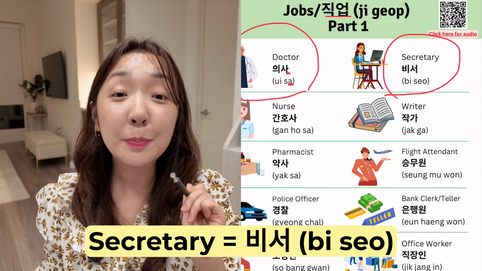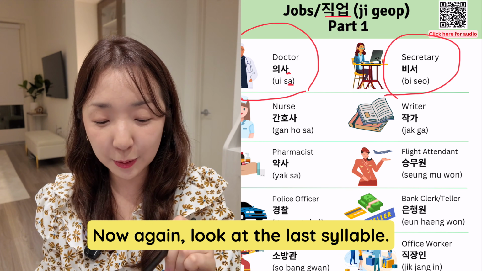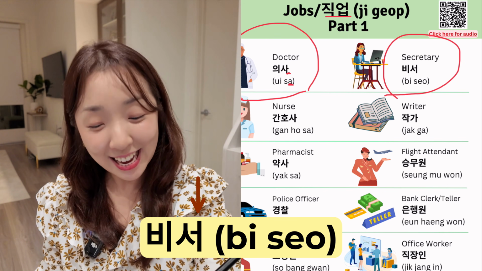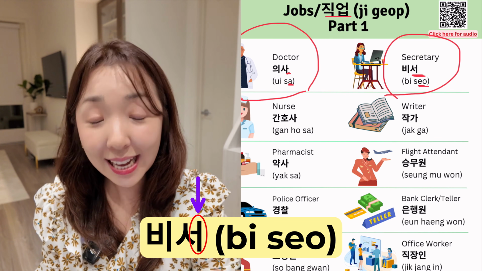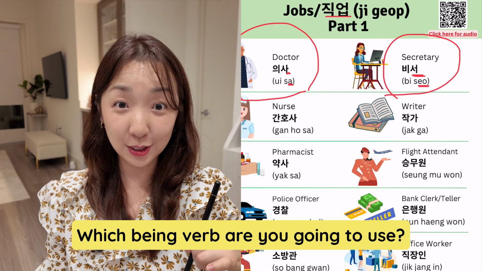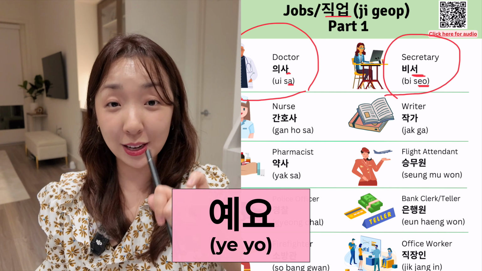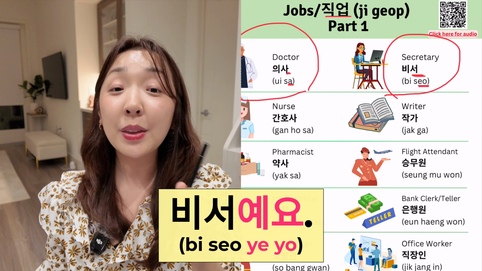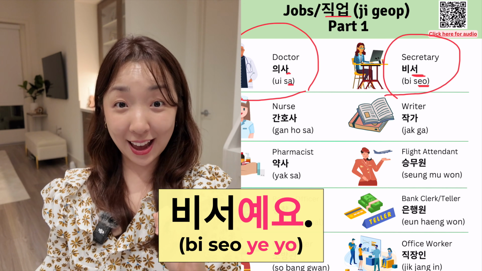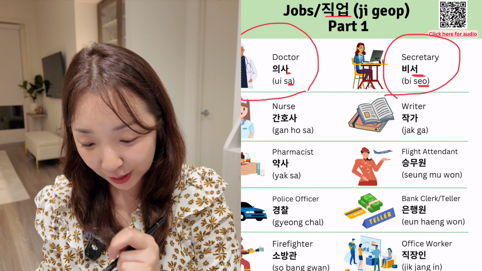And next right here, we see secretary, and that is 비서. Say that with me. 비서. Yep, right there. Now again, look at the last syllable. Does it end in a consonant or vowel? Tell me. Yep. That's a vowel. So again, which being verb are you going to use? 예요. So you can say 비서예요. I am a secretary. 비서예요.